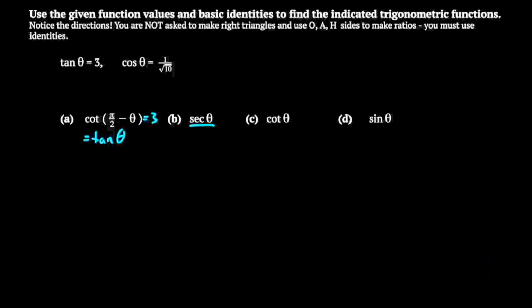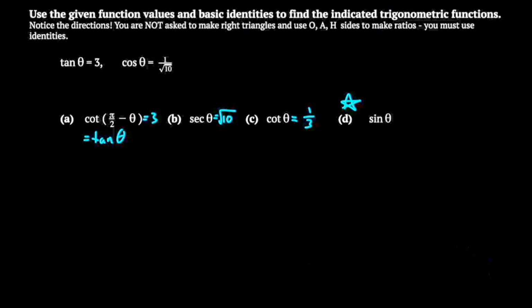For secant of theta, I think I'm going to use the reciprocal identity, because I know that secant and cosine are reciprocals. So if I know cosine is 1 over the square root of 10, the reciprocal of that would just be square root of 10 over 1, or just square root of 10. And same thing for cotangent. I know it's the reciprocal of tangent, so the reciprocal of 3 would just be 1 over 3. This last one's a little tricky.